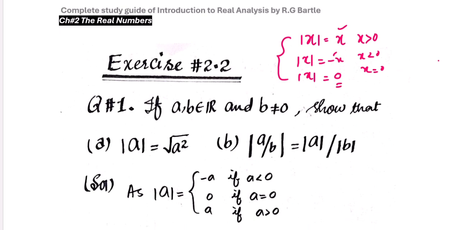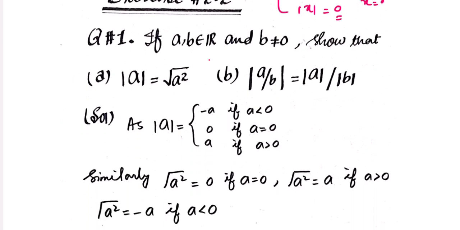Question number 1. If a and b are any two real numbers and b is a non-zero real number, we have to show that the absolute value of a and the square root of a square are the same for any real number a.